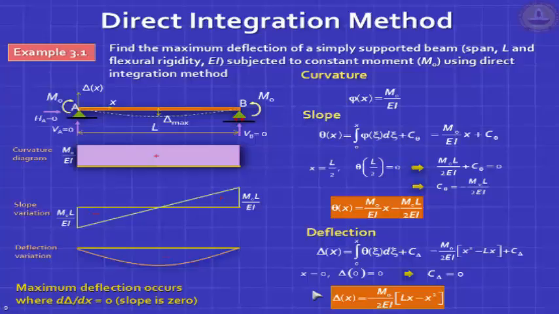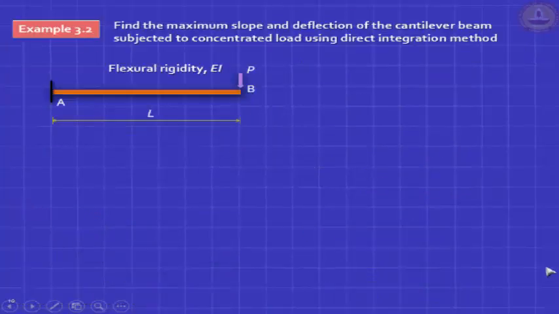The maximum deflection is where the slope is 0 and the slope is 0 at L by 2. You plug in that value and you'll get M naught L squared by 8 EI. That's your maximum deflection. Your maximum slope or rotation is at the support and it is M naught L by 8. Two simple formulas, but we can get at any location x both the slope and the deflection.